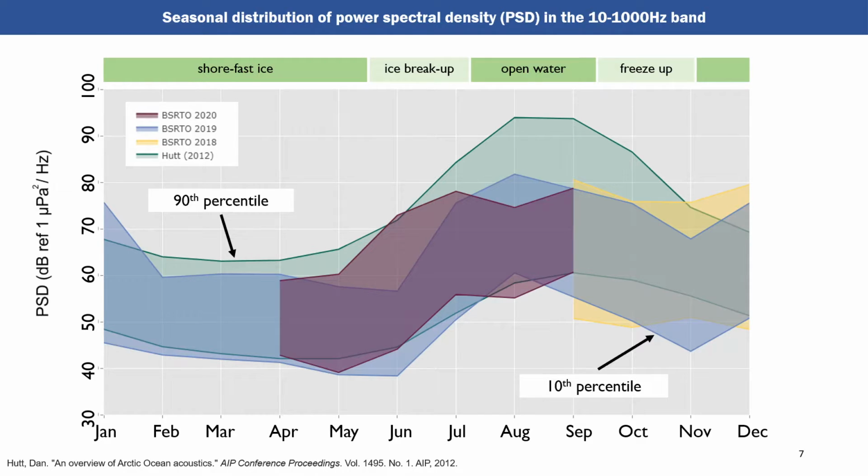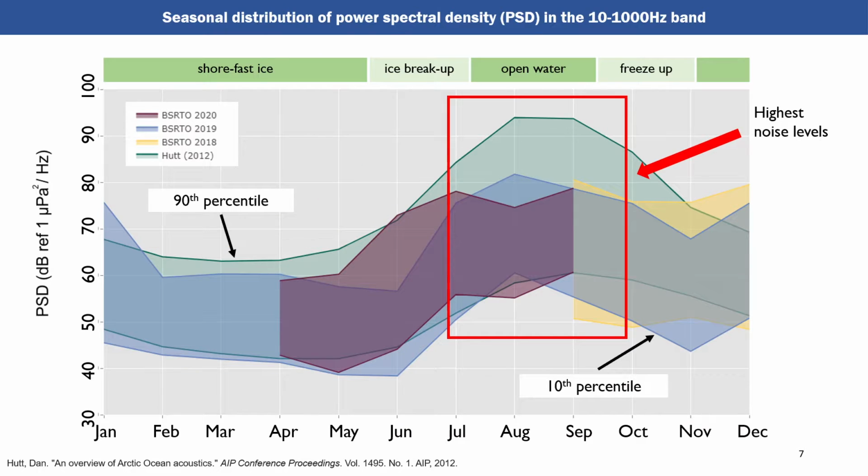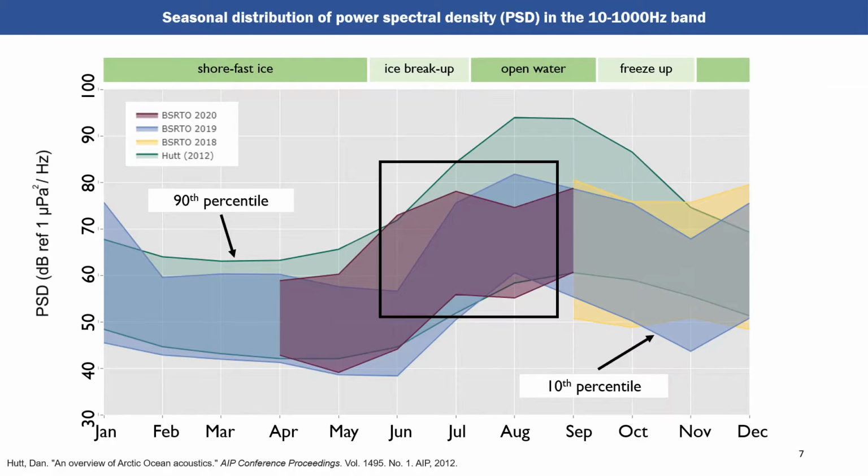And the lines are the 90th and 10th percentile of that distribution. So what we're starting to see here is, in general, we have our lowest levels during the winter shore fast ice season. We have our highest levels during open water. And then we have our levels increasing with the ice breakup or ice melt periods.